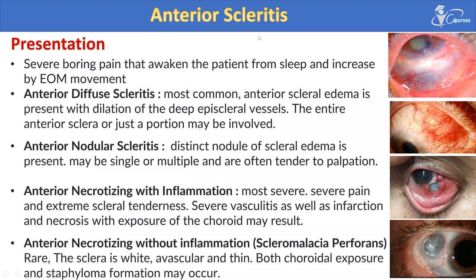Okay, so these are the different presentations of anterior scleritis. I hope that this is clear. It can be either necrotizing or non-necrotizing. The non-necrotizing can be diffuse or nodular. The necrotizing can be with inflammation or without inflammation.